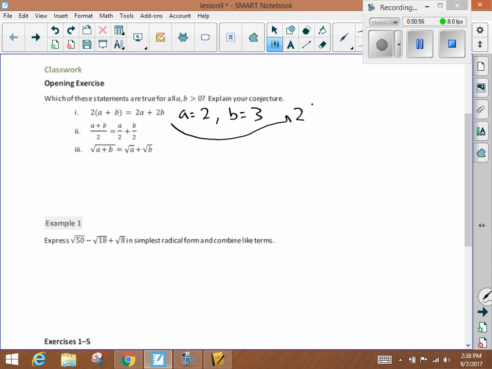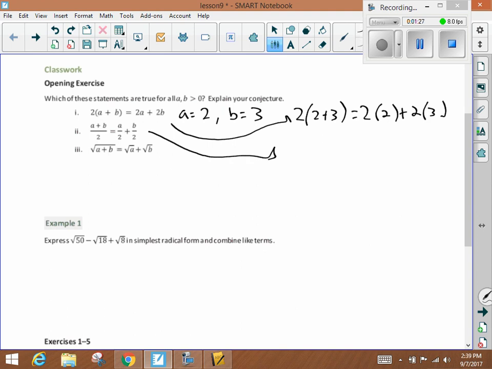So here, is it true that 2 times (2 plus 3) is the same thing as 2 times 2 plus 2 times 3? That's what we're being asked. And indeed, that is true, because this is 2 times 5, or 10. And over here, we have 4 plus 6, which is 10. Awesome. How about this one?